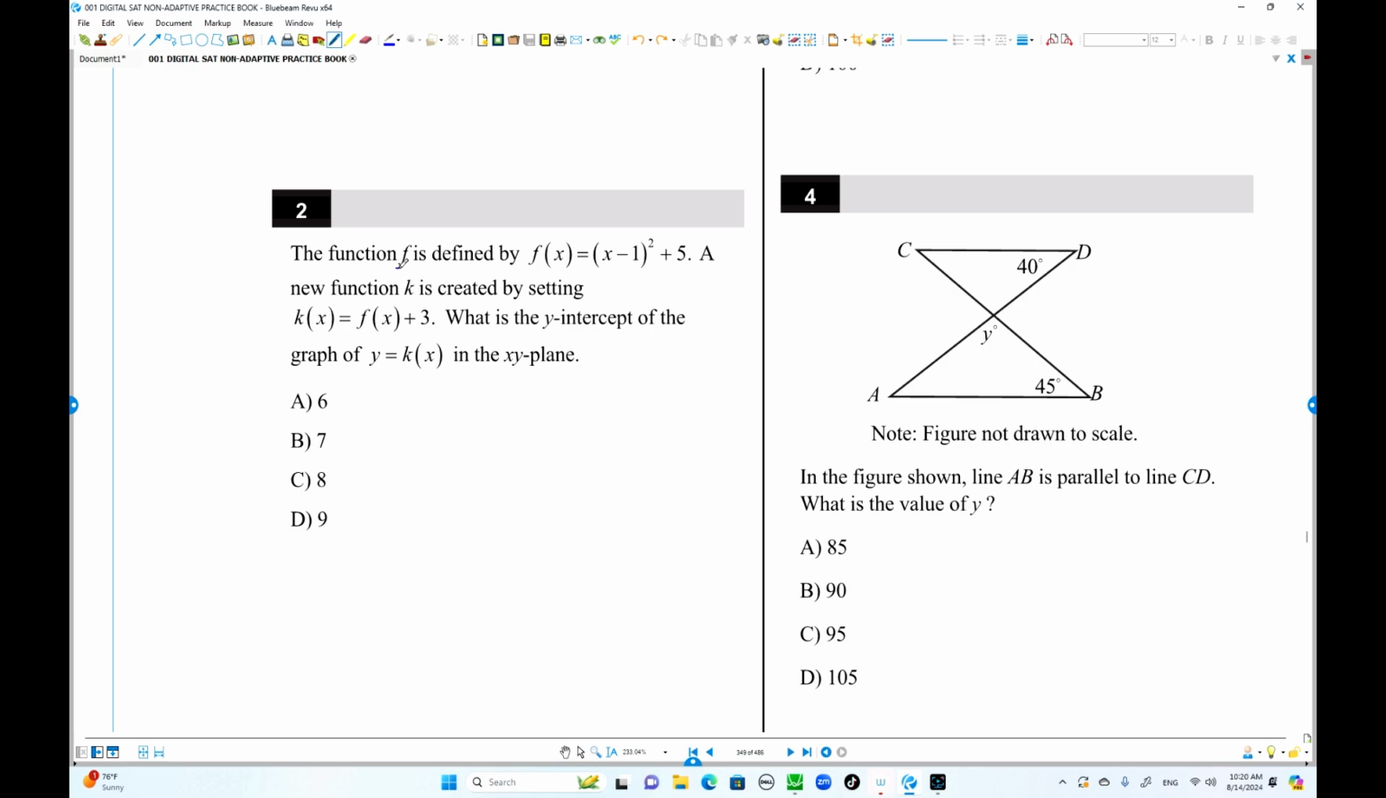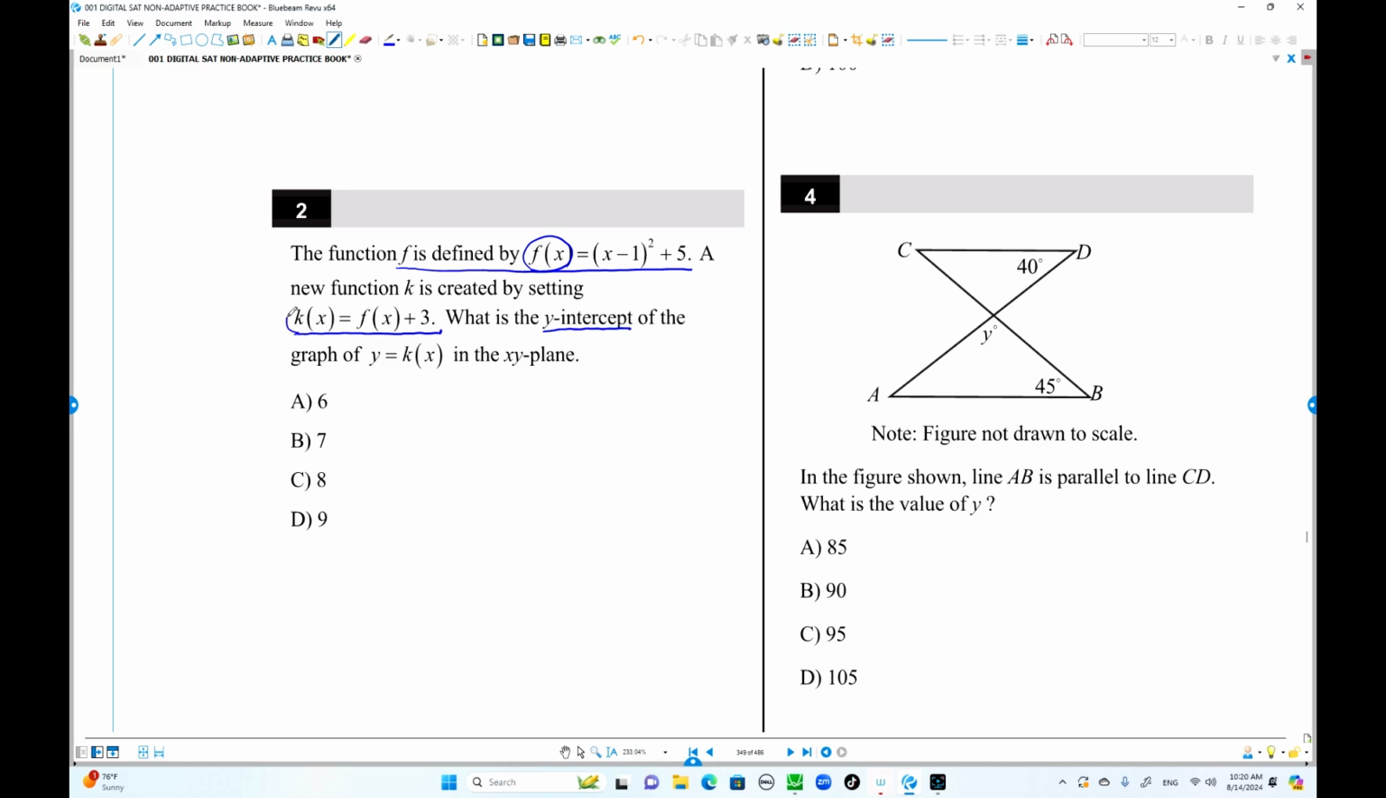The function f is defined this way, and another function k(x) is f(x) plus 3. So we know what f(x) is, f(x) is given by here. Okay. So what is the y-intercept of the graph y equals k(x)? You're gonna find it right underline, okay? That's how you find the y-intercept.